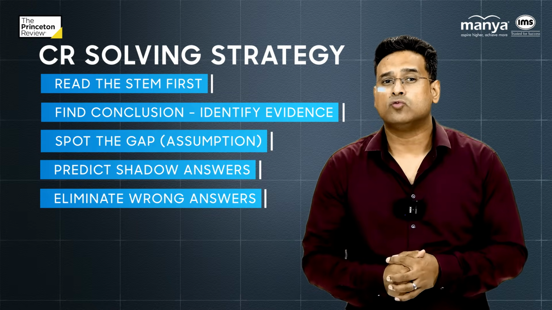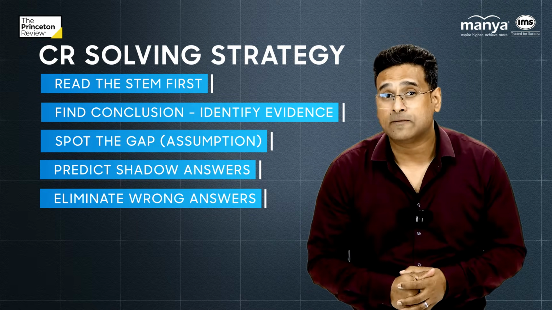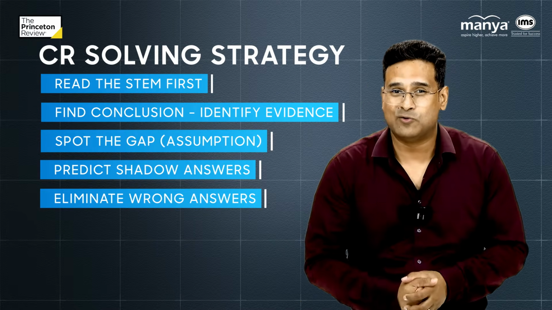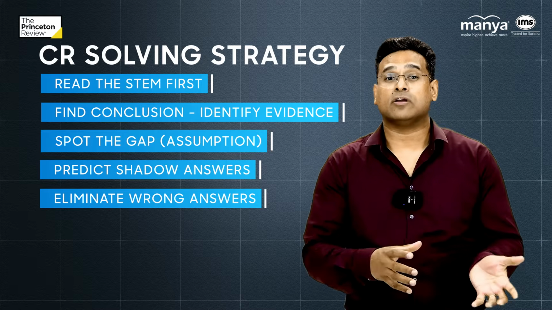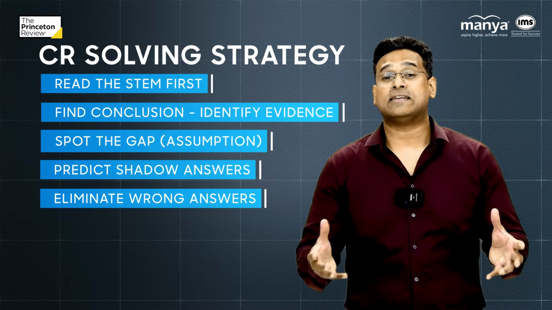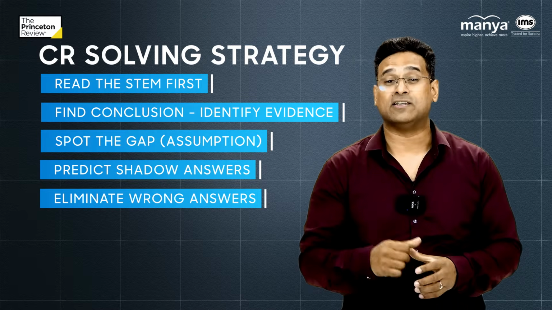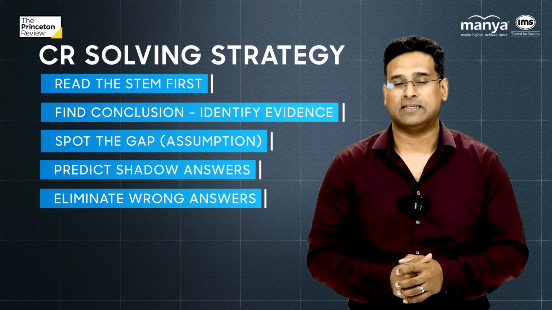Look for options that do not match your shadow answer, that are out of scope, that are irrelevant to the specific conclusion, that are opposite or reverse in logic, or that address issues not central to the argument's logic. Remember, in critical reasoning, precision is key.